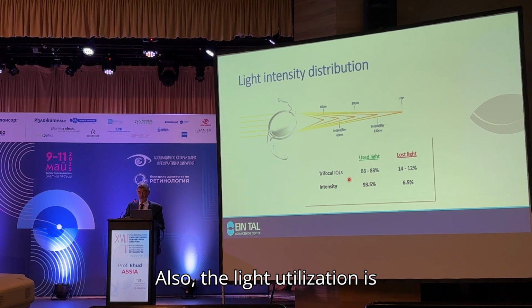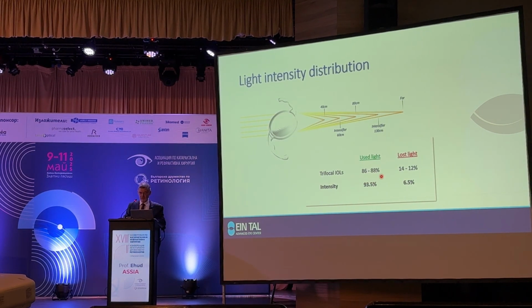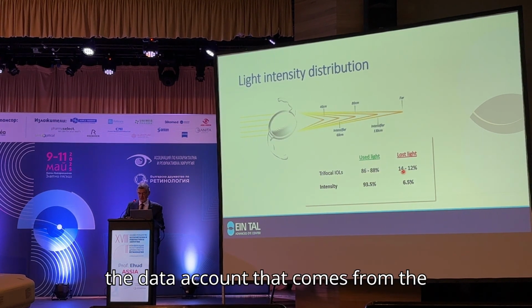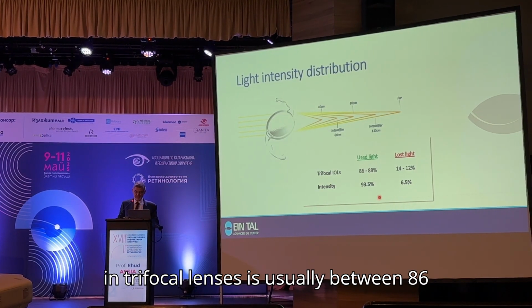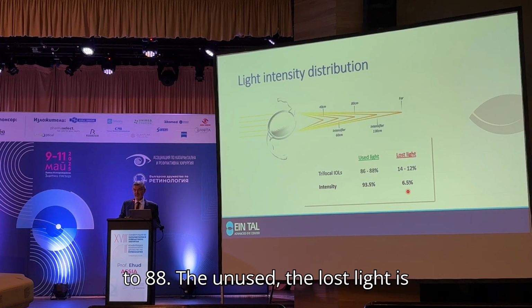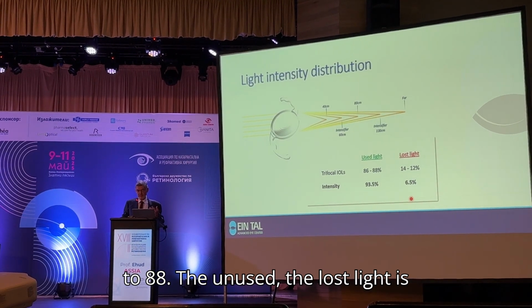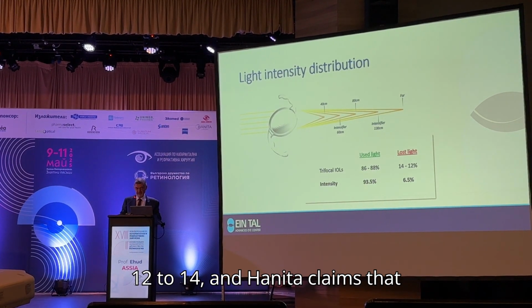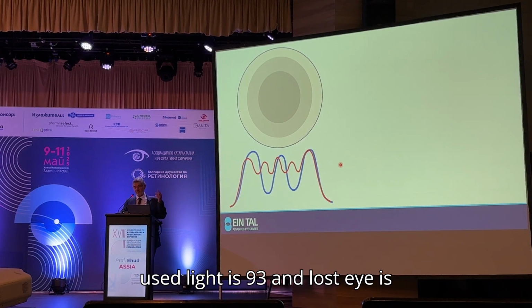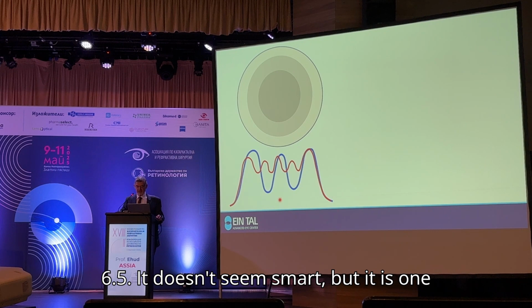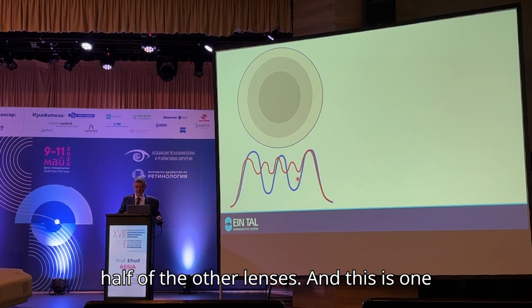Also, the light utilization is data that comes from the companies. The utilized light in trifocal lenses is usually between 86 and 88 percent. The unused, the lost light is 12 to 14 percent. And Hanita claims that used light is 93 and lost light is 6.5. It doesn't seem big, but it is one half of the other lenses.